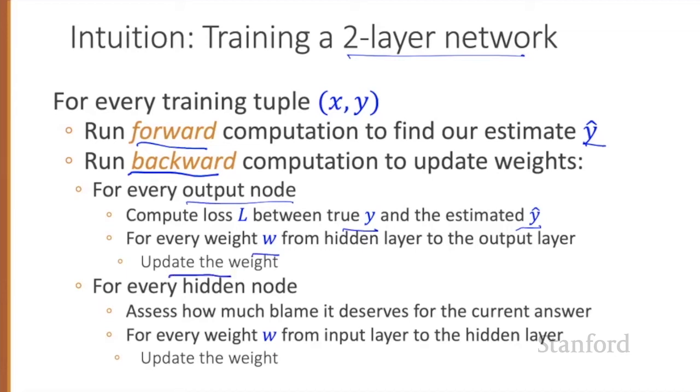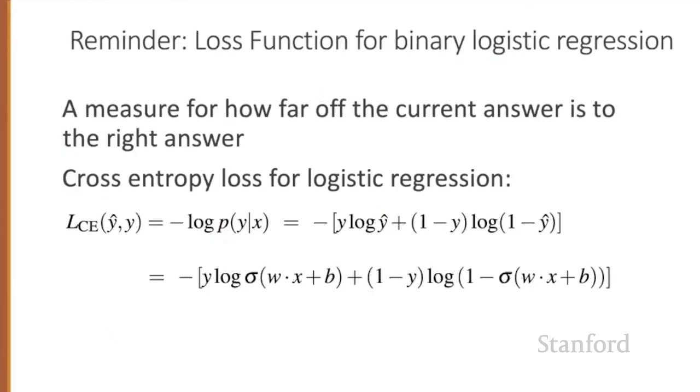from that loss. And next, we're going to go to the hidden nodes, and we're going to find a way to assess how much blame that node deserves for the correct answer. And then for every weight from the input layer to the hidden layer, we're going to update that weight. So we'll see how to do this in a more formal way. Let's next get an intuition from what we did for logistic regression.